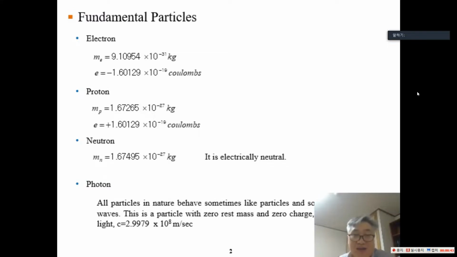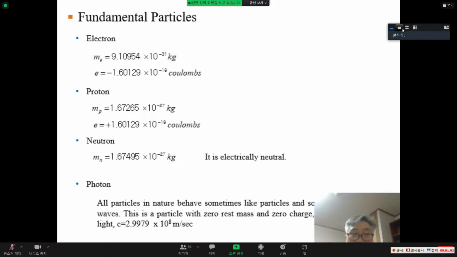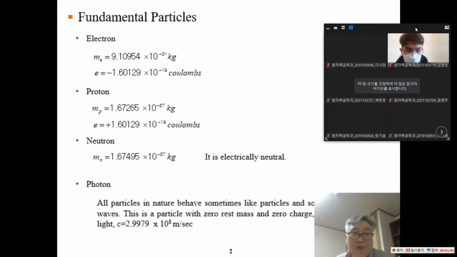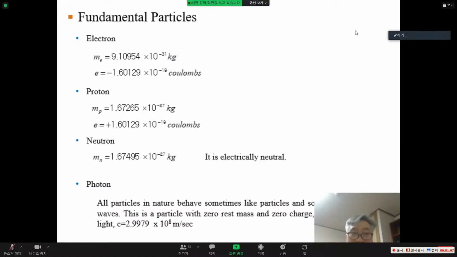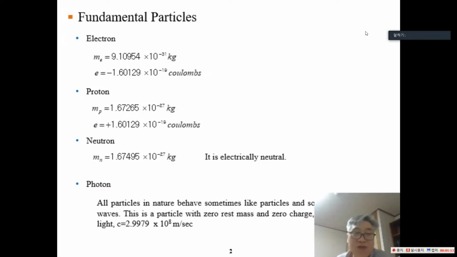Neutron, 중성자, 1.67 times 10 to the minus 27 kilogram. So the mass of proton and neutron is quite similar. A neutron is a little bit heavier than proton, but it is quite similar. But compared to the proton, electron mass is quite small. It is about 1,800 times smaller than proton mass. Okay, electric charge of neutron is neutral.